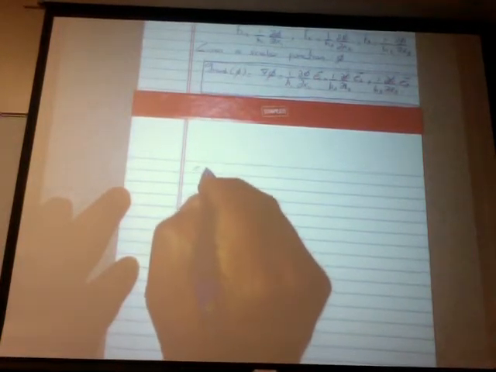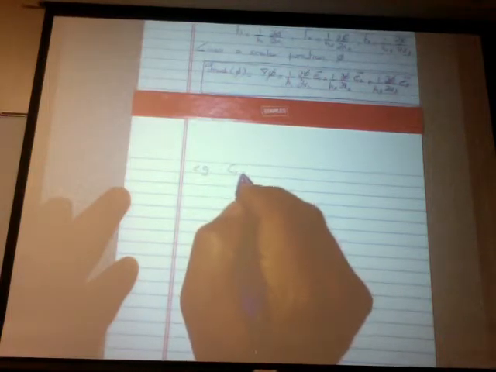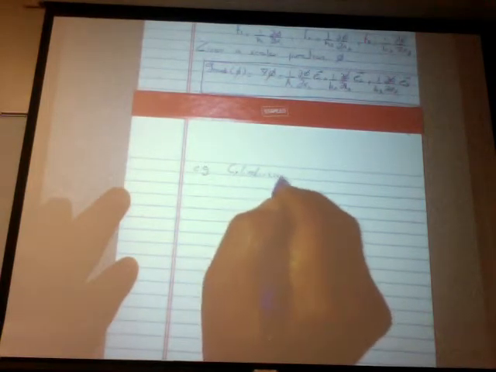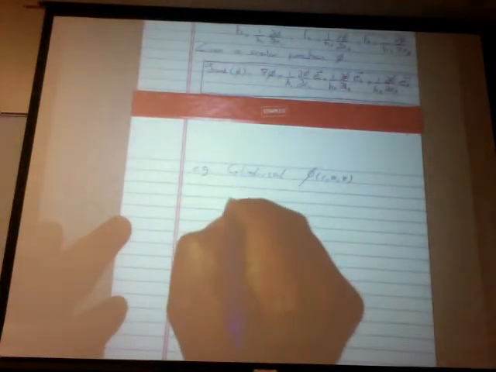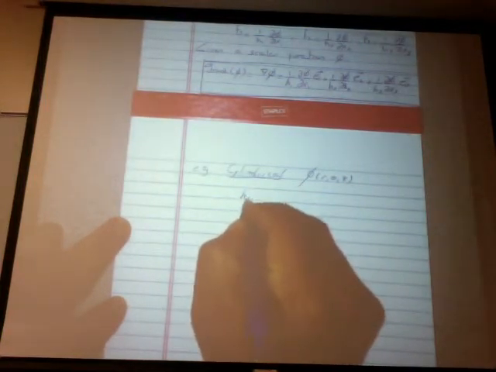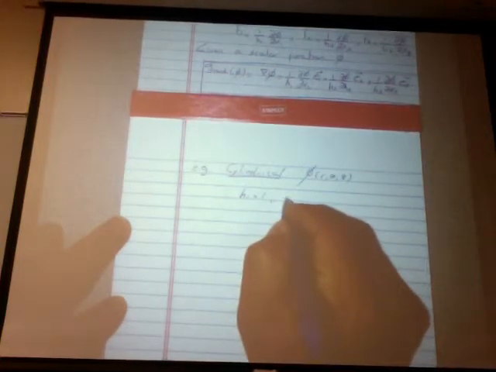Particular form for cylindrical and spherical systems, which are the two main curvilinear coordinate systems. So, gradient in cylindrical coordinates: given a function phi that's a function of r, theta, and z, such that h_r is equal to 1, h_theta is equal to r, and h_z is equal to 1.